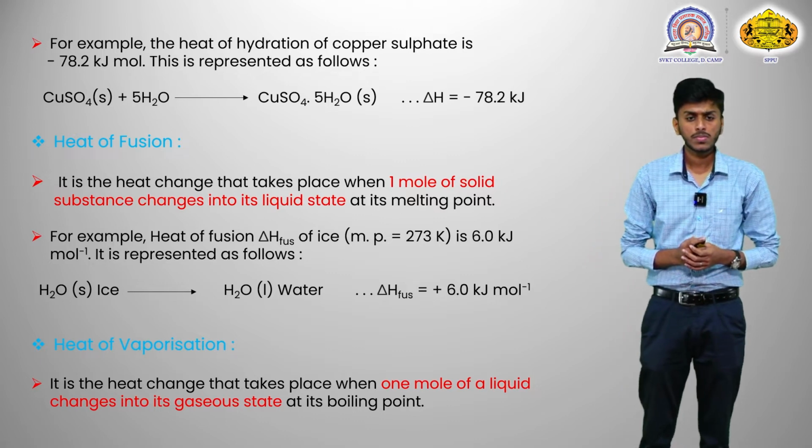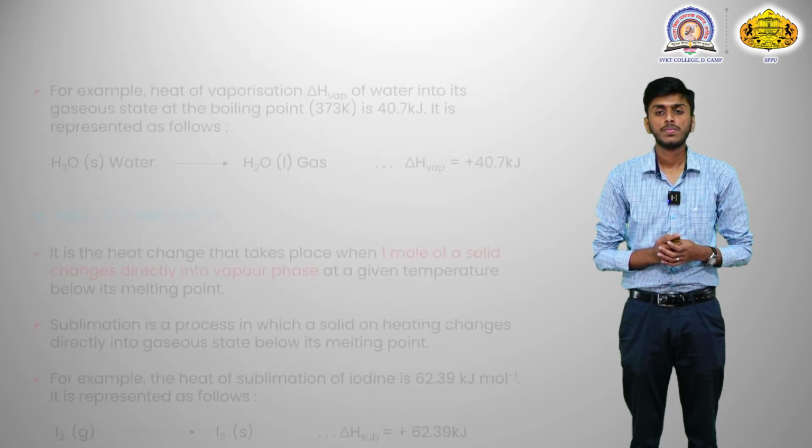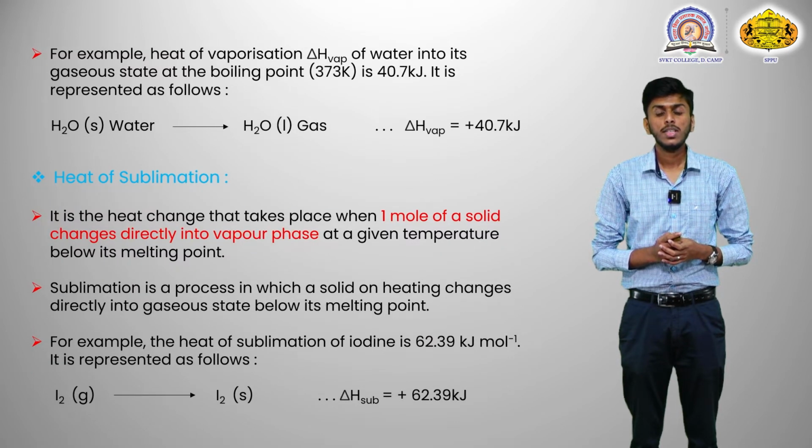Heat of vaporization. It is the heat change that takes place when 1 mole of liquid changes into gaseous state at its boiling point. In this, the example is again water. Heat of vaporization, that is delta H vaporization of water into its gaseous state, water vapor, at its boiling point 373 Kelvin, is 40.7 kilojoule. It is represented as follows. H2O liquid transforms into H2O vapor, delta H vaporization is 40.7 kilojoule.